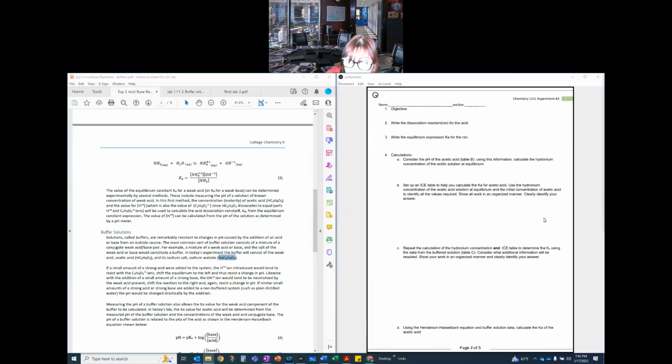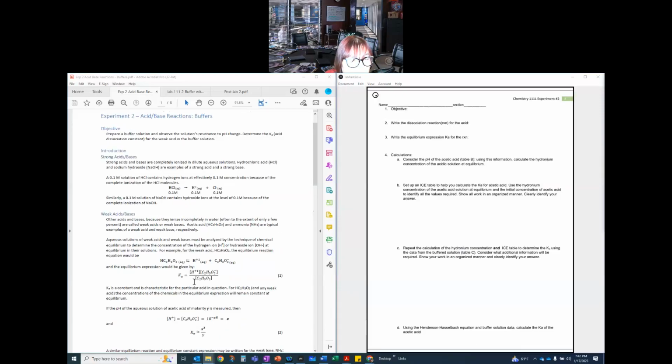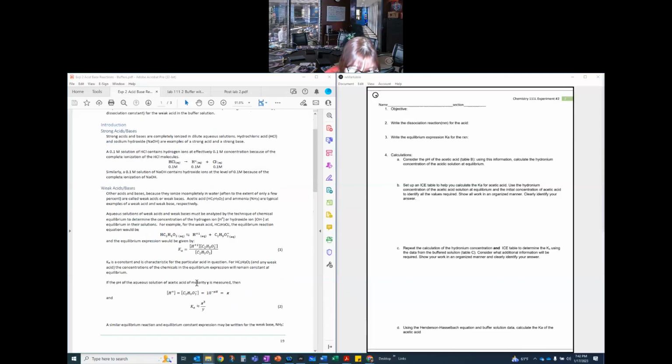Then we start into the summary. So your objective for this particular experiment is on page 19. The dissociation reaction for this is on page 19. It's right above equation 1. So it's this thing right here. That's the dissociation we're talking about. The Ka is page 19, equation 1.